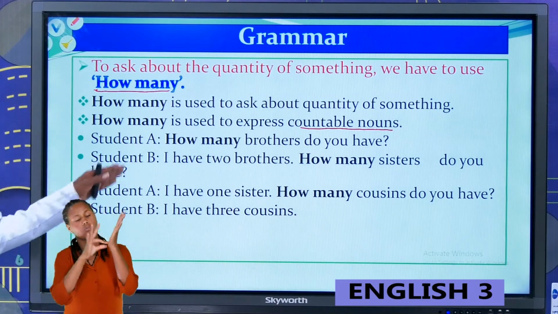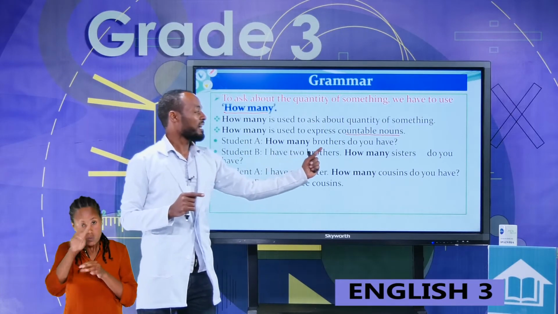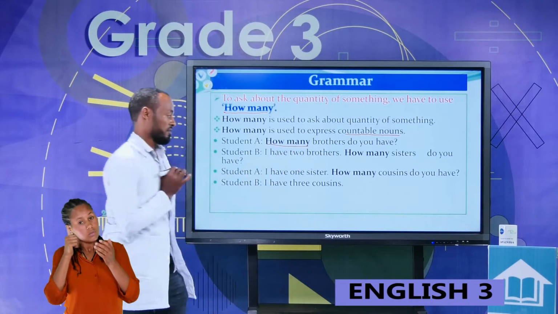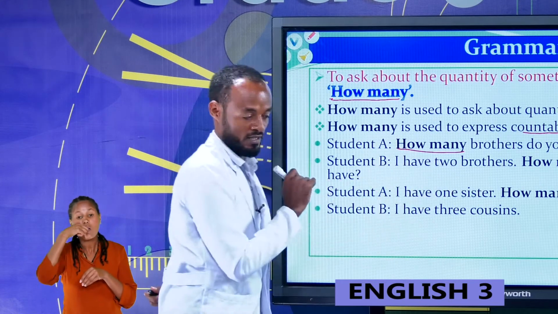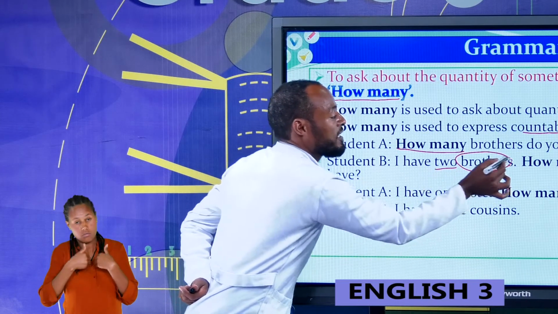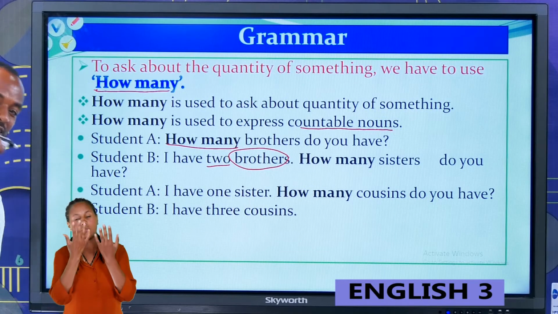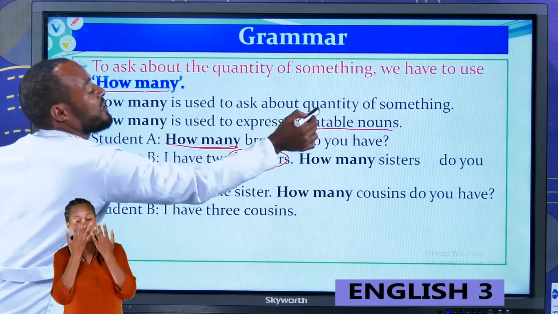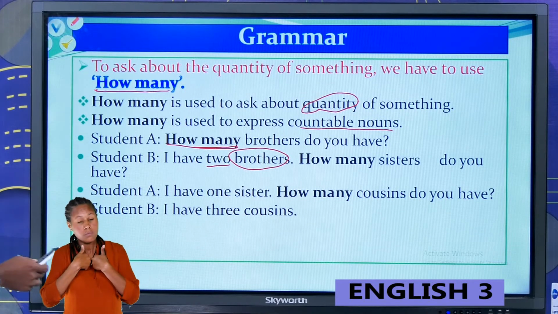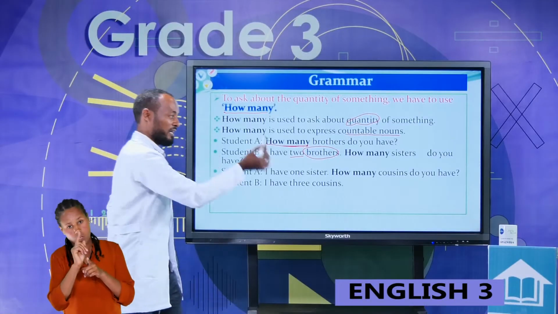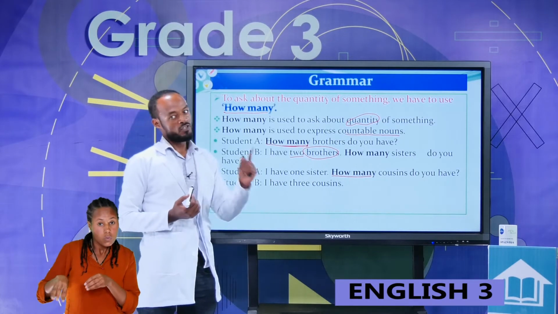Here is a dialogue between student A and student B. Student A wants to know about somebody's brothers. Student A says, how many brothers do you have? He used how many because he wants to know the number student B has. Student B says, I have two brothers. Brothers here is plural. In this case, we can use how many to talk about plural and singular, because we are asking about the quantity of something. How many sisters do you have? Student B asked. Student A answered, I have one sister. And then he asked, how many cousins do you have? Student B said, I have three cousins.